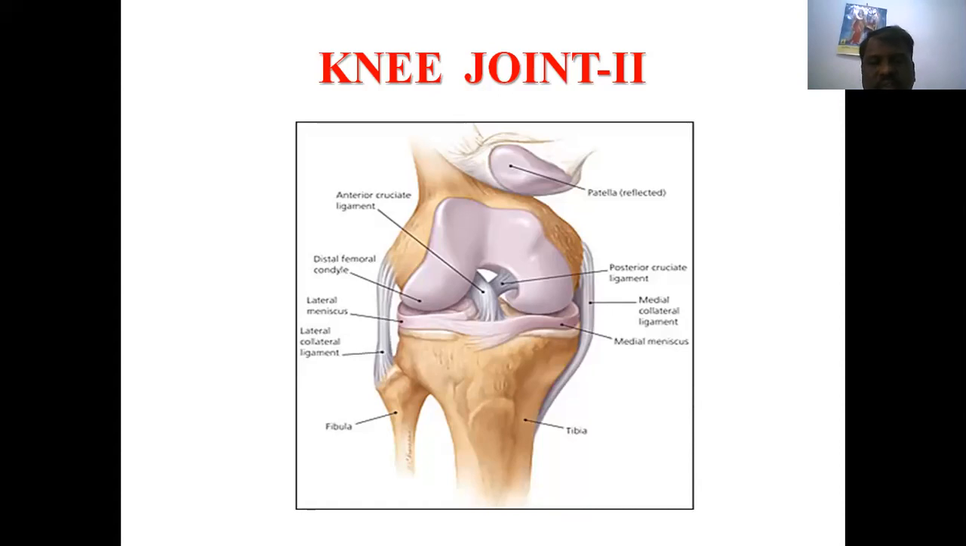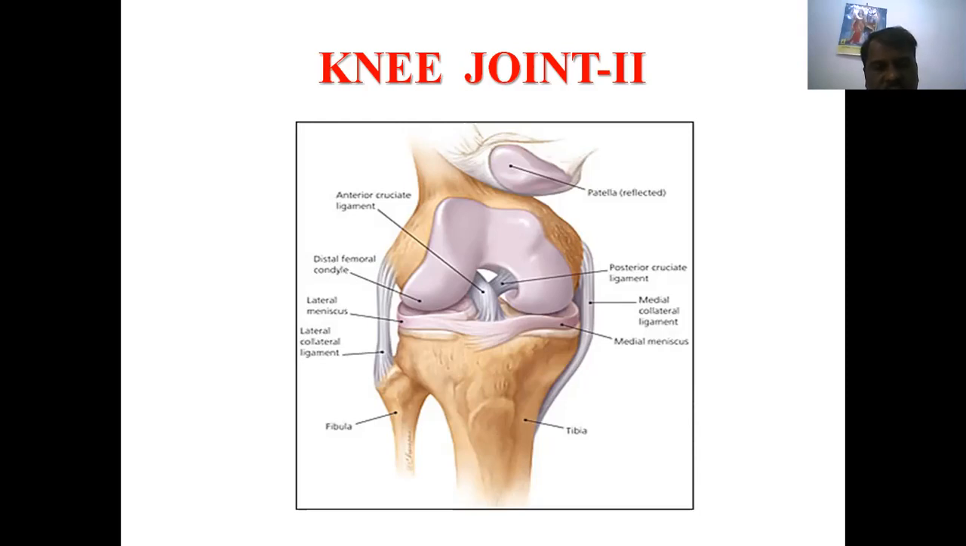So we have already discussed the knee joint: which type of joint it is, what the articular surfaces are, and which ligaments give support. The ligaments are the capsular ligament, anterior cruciate ligament, posterior cruciate ligament, menisci (lateral and medial), transverse ligament, meniscofemoral ligaments, and collateral ligaments, lateral and medial. Not only this, we also discussed the bursae around the knee joint.